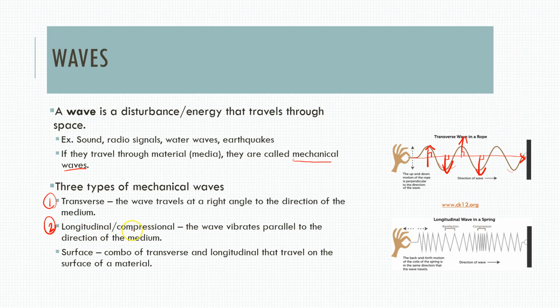Longitudinal and compressional I see all over the place. I'm not sure that one is used more often than the other. So there you have it. Longitudinal or compressional waves, they go parallel to the direction of the medium. So if you can pretend that this is a slinky and that the person has pulled the slinky back a little bit and then let it go, you know that the slinky is going to snap back to this direction. If you pull the spring back, it's going to snap back to its original position. It's going to return to its rest position.